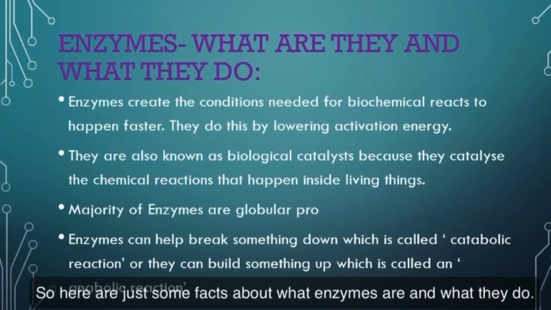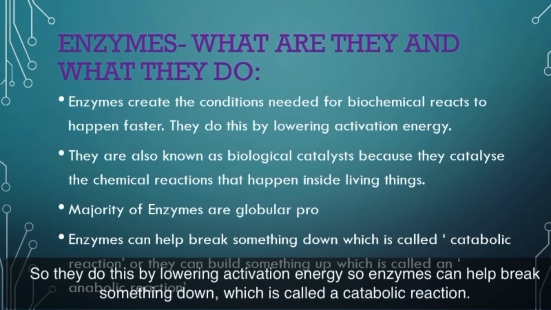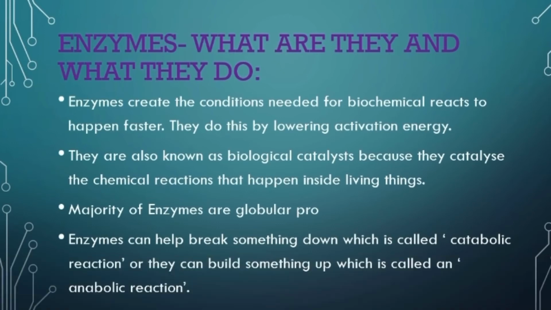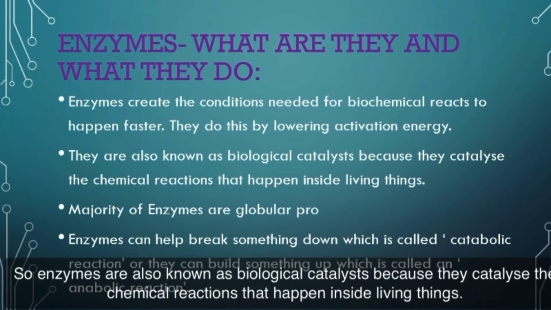So here are just some facts about what enzymes are and what they do. Enzymes create the conditions needed for biochemical reactions to happen faster. They do this by lowering activation energy. Enzymes can help break something down, which is called a catabolic reaction, but they can also help build something up, which is called an anabolic reaction. Enzymes are also known as biological catalysts because they catalyse the chemical reactions that happen inside living things.